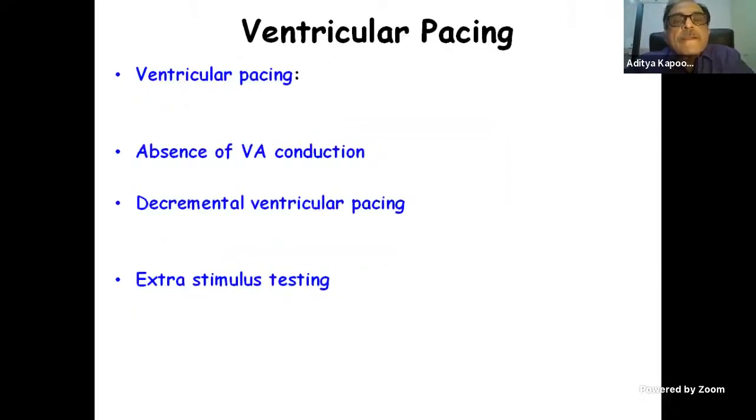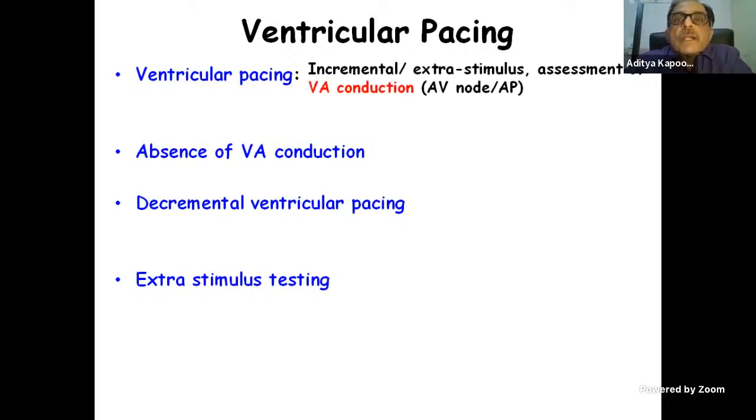Right. So ventricular pacing, because most of us, at least in our place, start with ventricular pacing to see the retrograde activation sequence. So you do incremental pacing or extra stimulus pacing, and assess the VA conduction, whether the VA conduction is via the AV node or by an accessory pathway. If there is no VA conduction, usually an AVRT is unlikely. AVNRT is also perhaps unlikely, but there are a few exceptions to this rule. But by and large, look for basic VA conduction in the baseline.